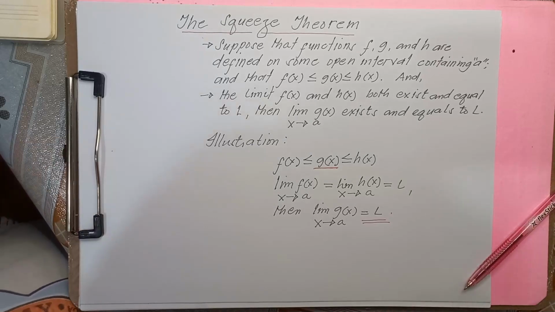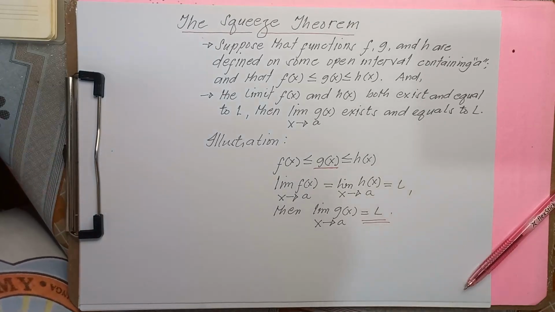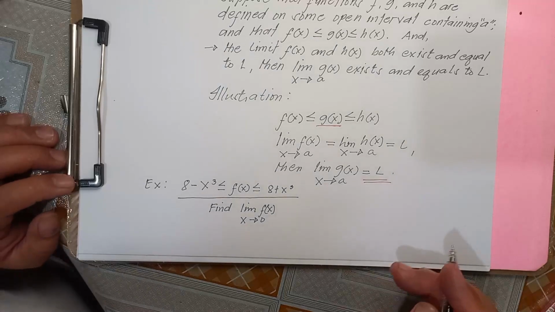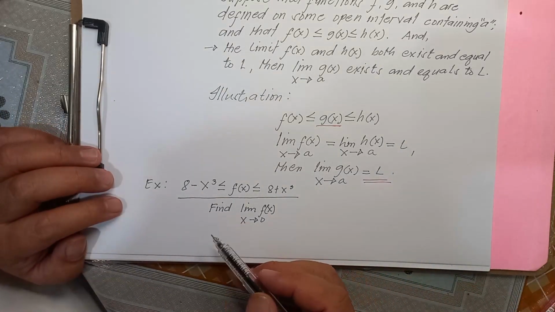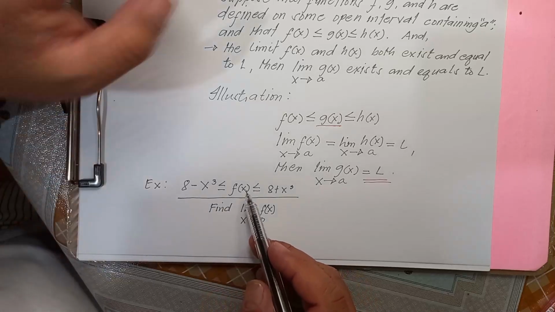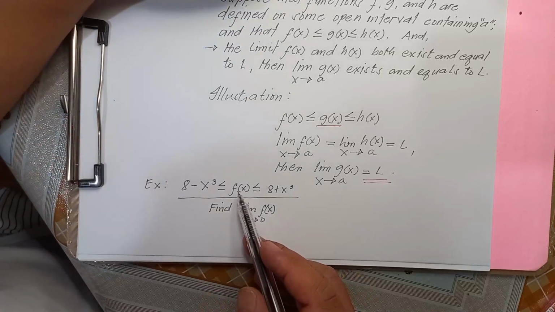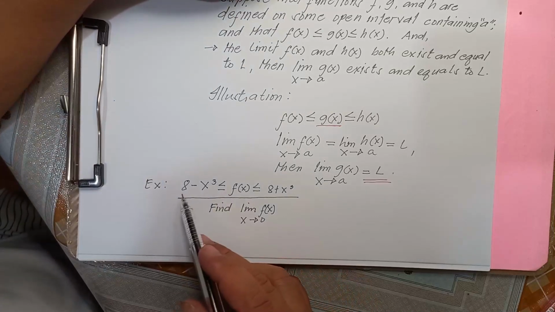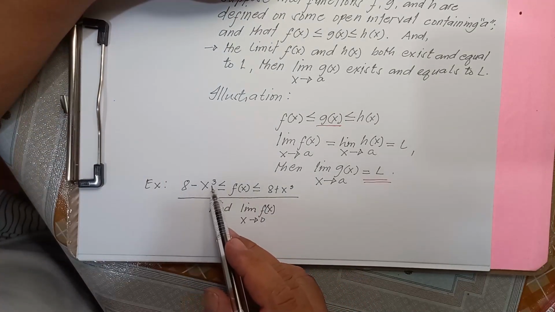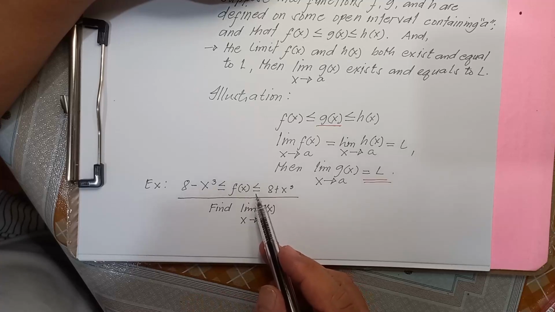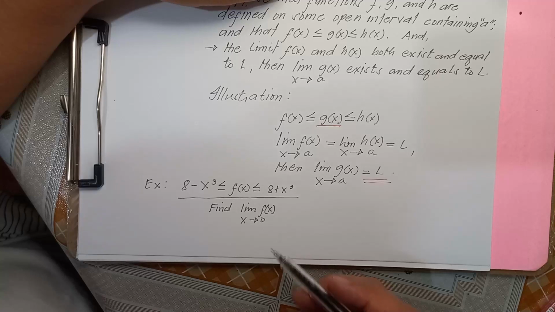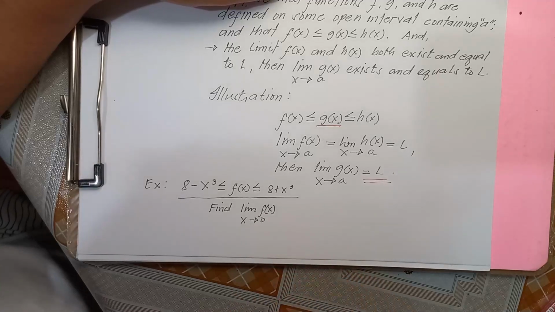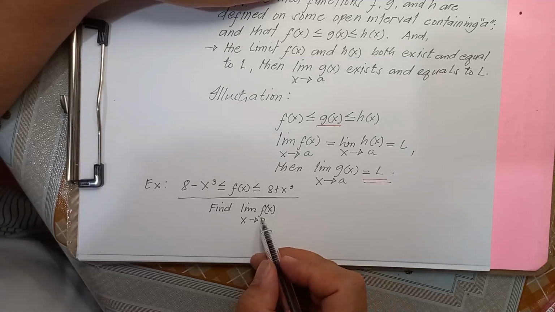Okay, so let's try to evaluate a problem. Let's see this example. It says here f of x is greater than or equal to 8 minus x raised to 3, but less than or equal to 8 plus x raised to 3. Now it says, find the limit of f of x.